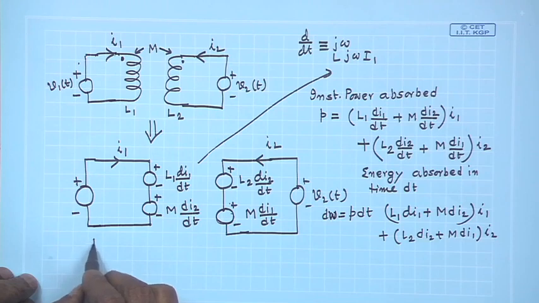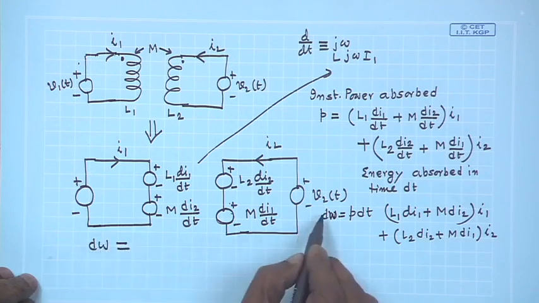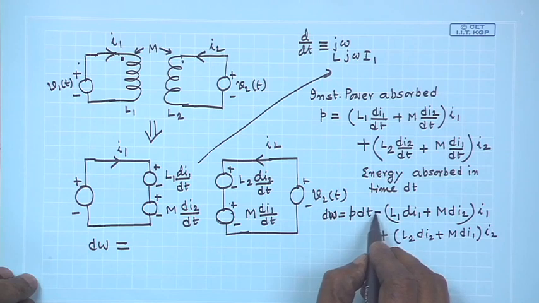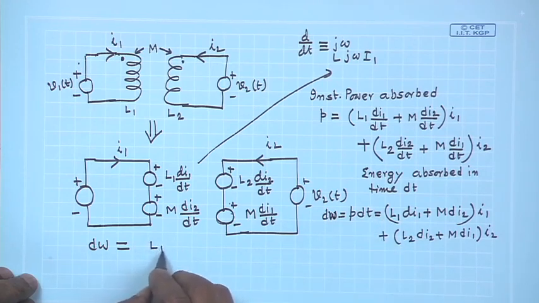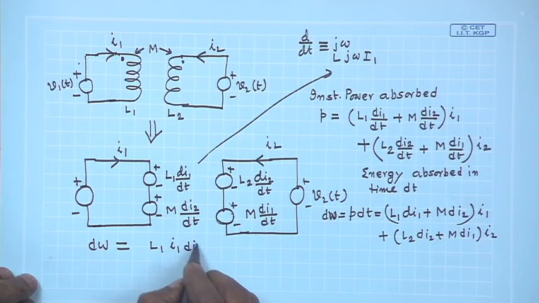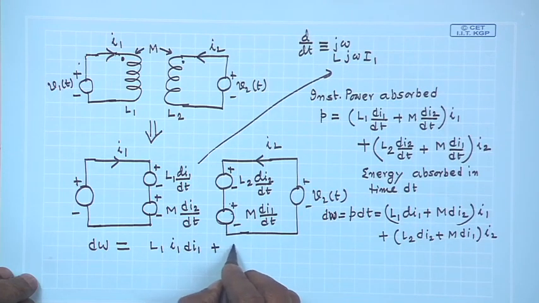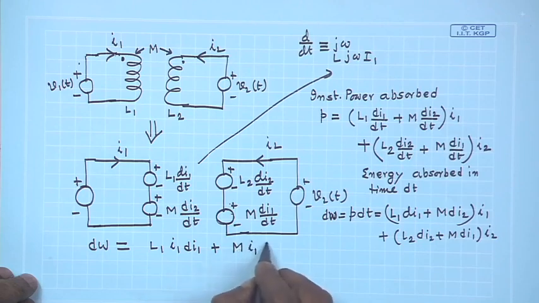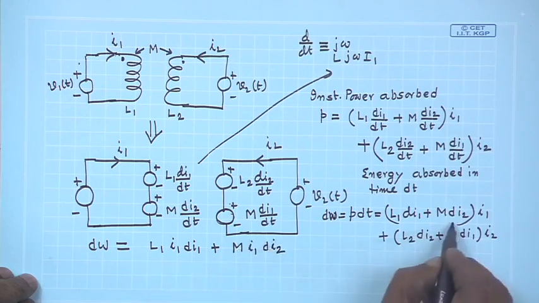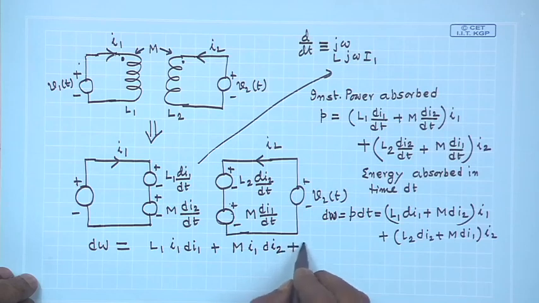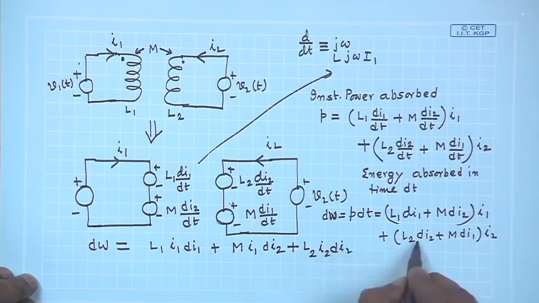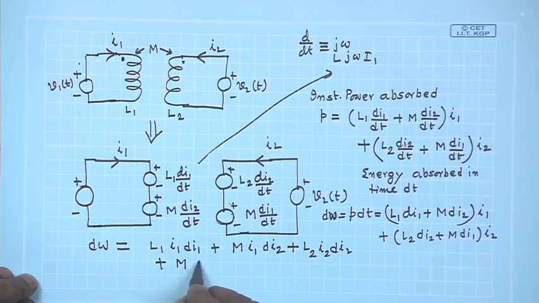And this we can write like this as L1 i1 di1 plus M i1 di2, this term, plus L2 i2 di2, this term, and plus M i2 di1. This way I can write.